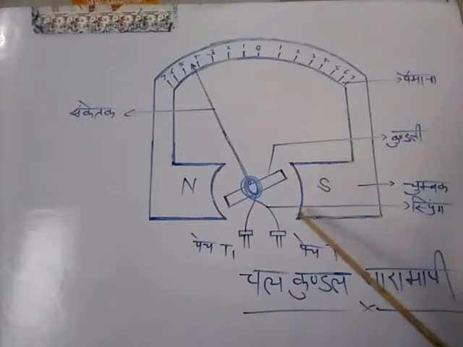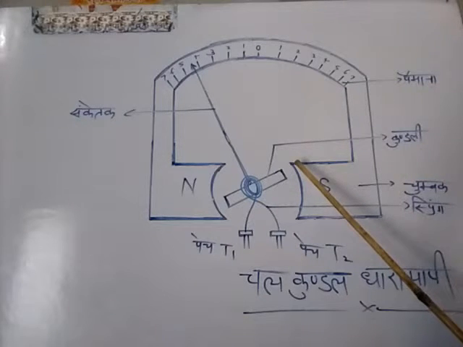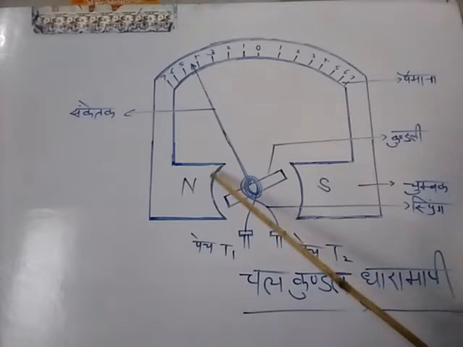The surface of the poles of the magnet is maintained concave. The surface of the magnet is concave, which produces a radial magnetic field between the magnetic poles. So it is the construction of moving coil galvanometer.